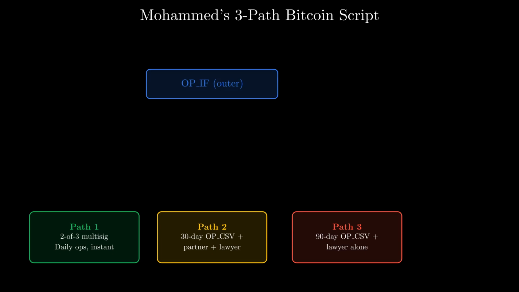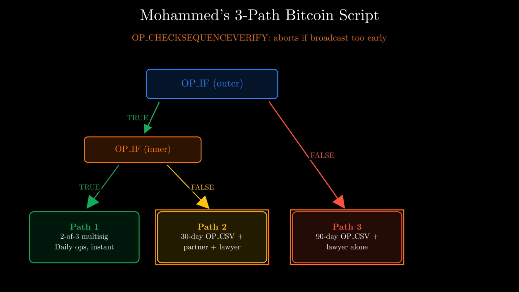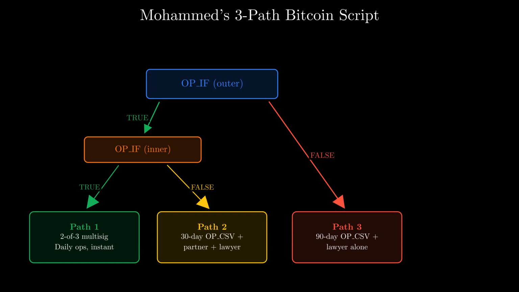The locking script wraps these in nested conditionals. The outer OP_IF splits fast paths from slow paths. Inside the fast branch, an inner OP_IF chooses between 2 of 3 multisig and the 30-day recovery. The outer else holds the 90-day lawyer-only path. Time locks use OP_CHECKSEQUENCEVERIFY, the relative time lock opcode, which aborts the script if the spending transaction is broadcast too early. To trigger path 1, partners supply their signatures and flags true, true.